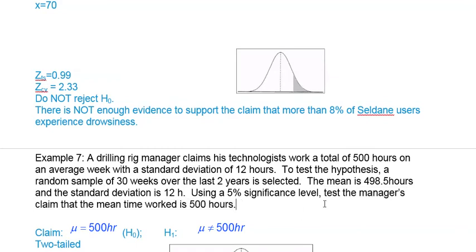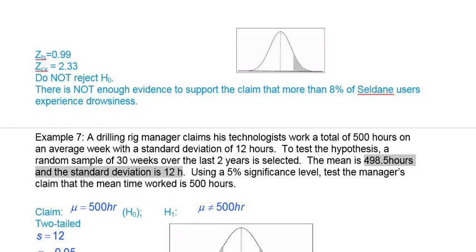Now, part of what made this question different is that we are looking again at a means test, but this time we're not given the population standard deviation. We're given the sample standard deviation. Right, so we've got the 48.5 hours and the standard deviation is 12 hours.